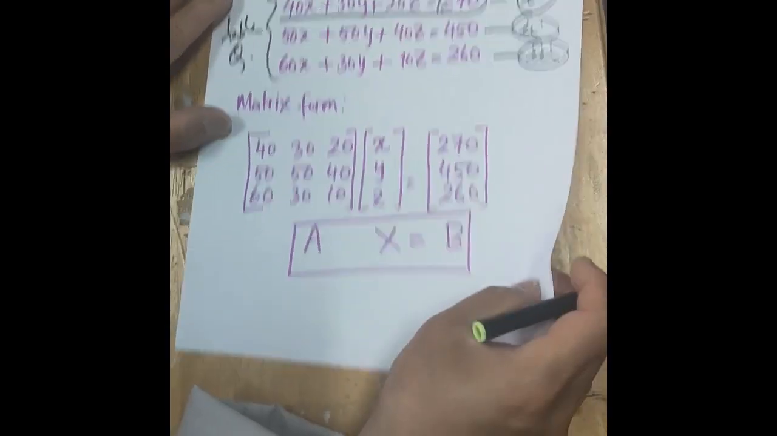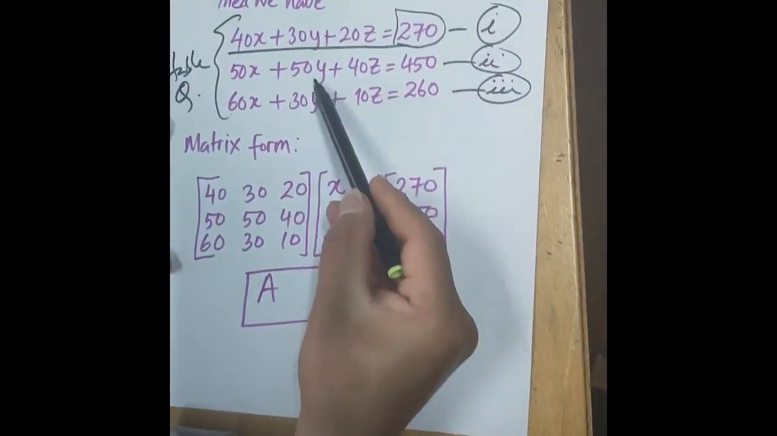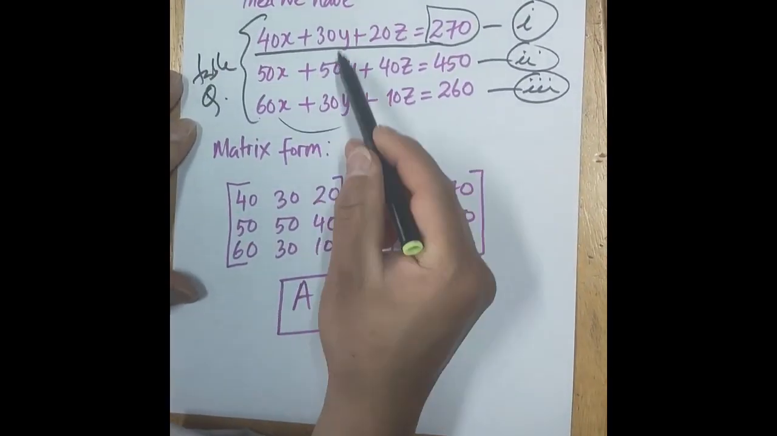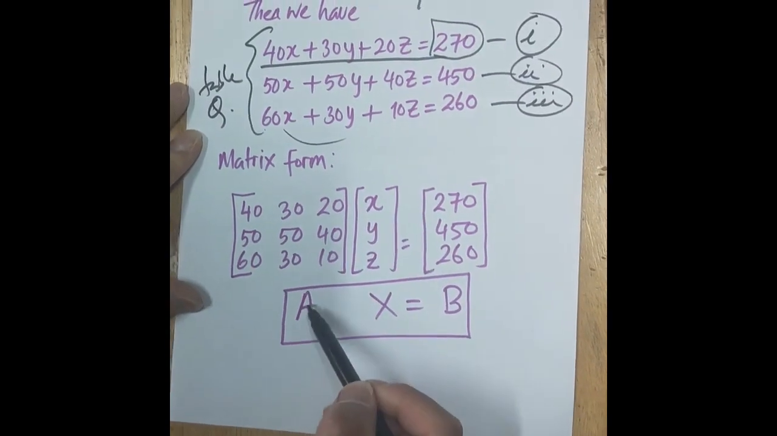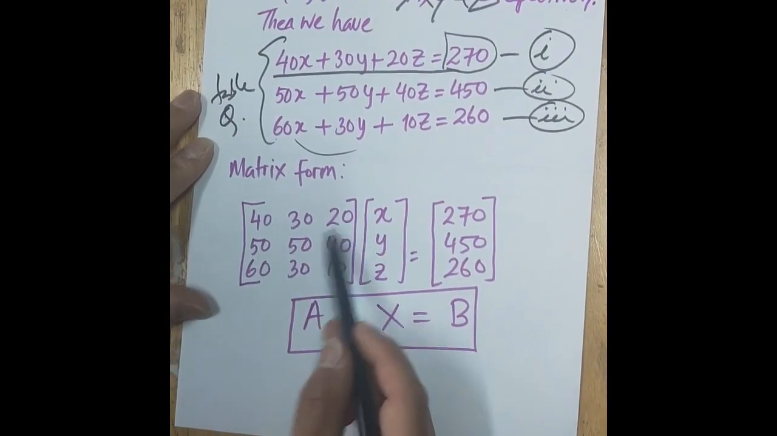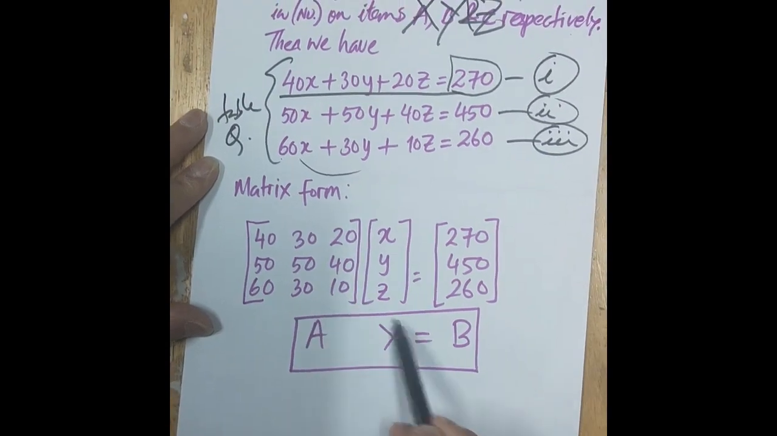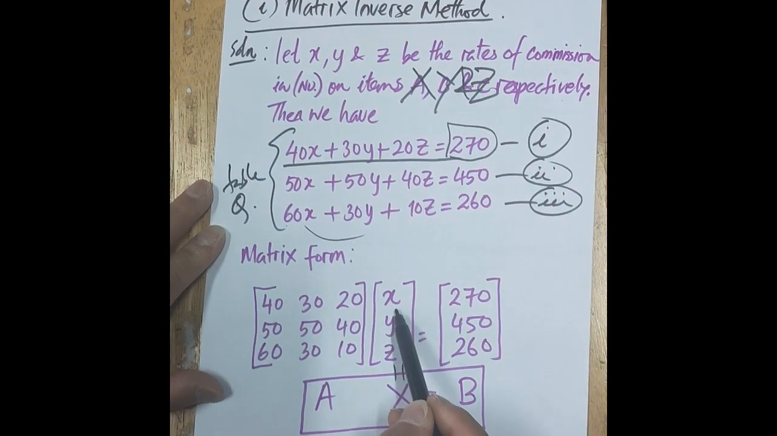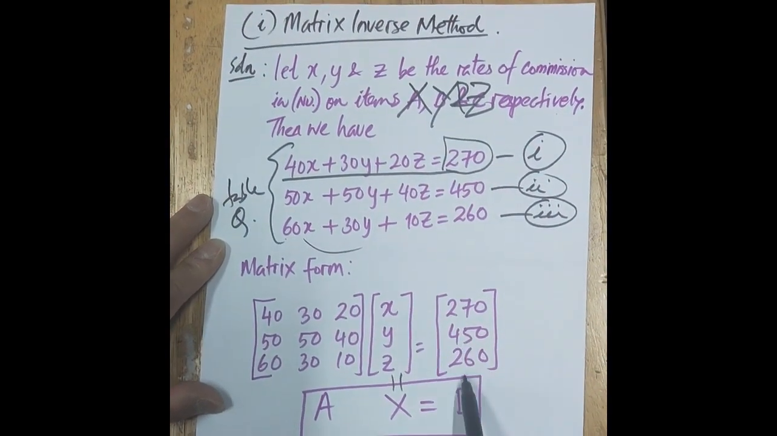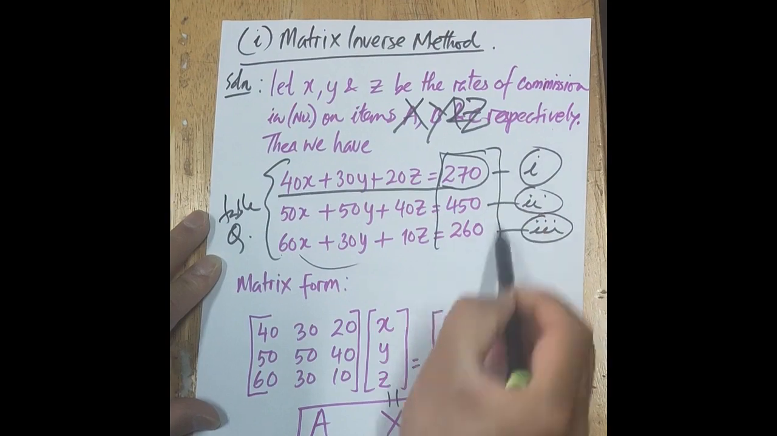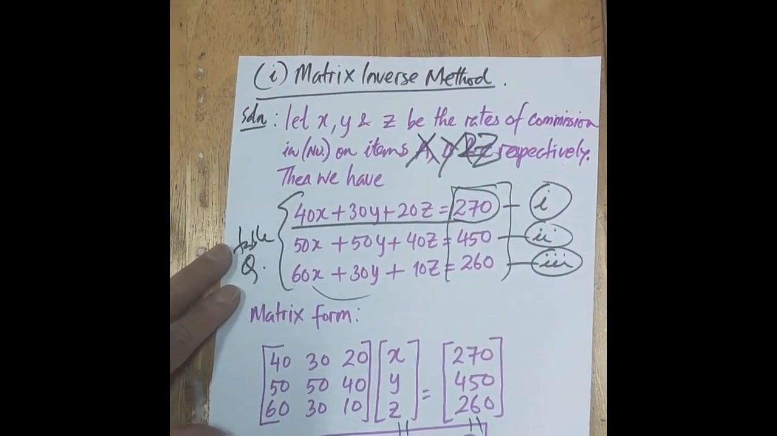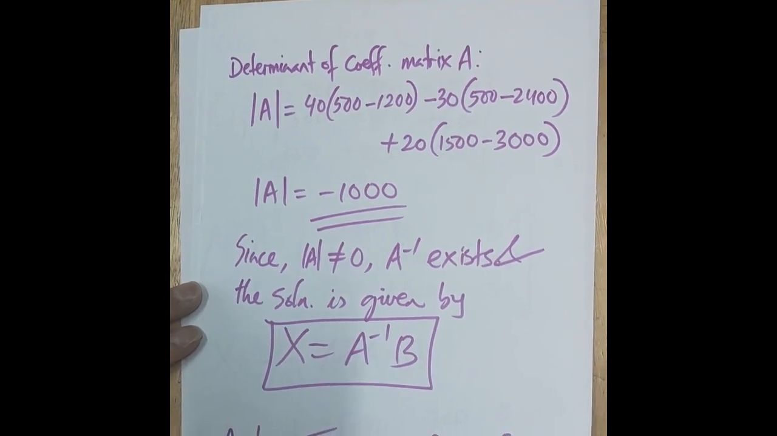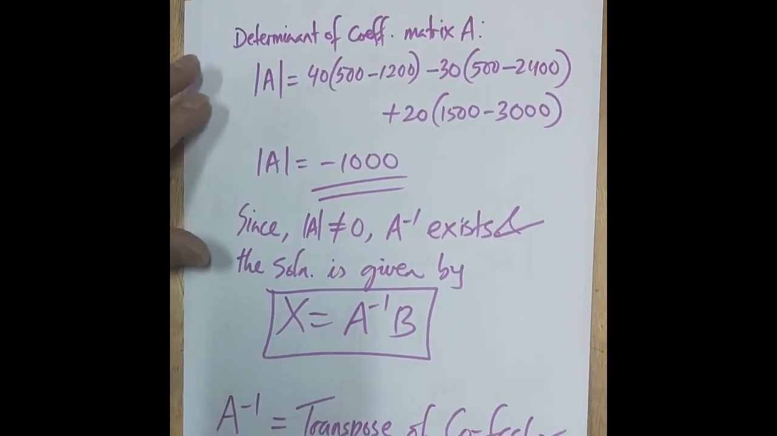Next step is to transform this system of linear equations into a matrix. As you know, the coefficients of the system of linear equations form a matrix A, which is 40, 30, 20, 50, 50, 40, 60, 30, 10. Our matrix X is the variable matrix, which is x, y, z, and our constant matrix B is obtained from the constants of the linear equations.